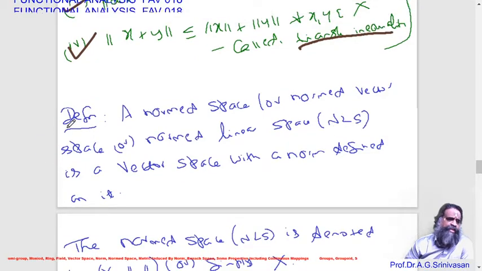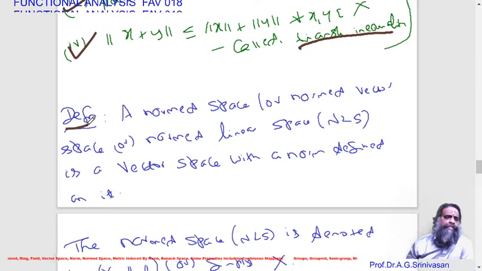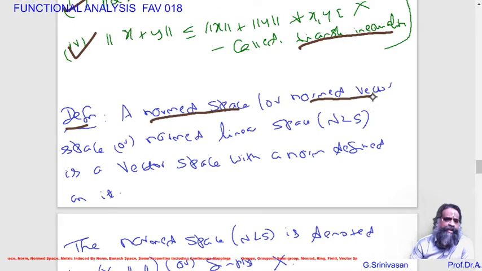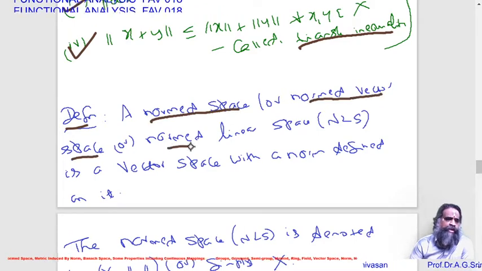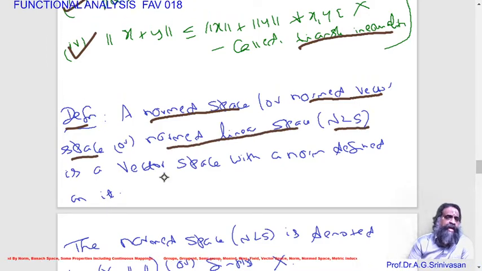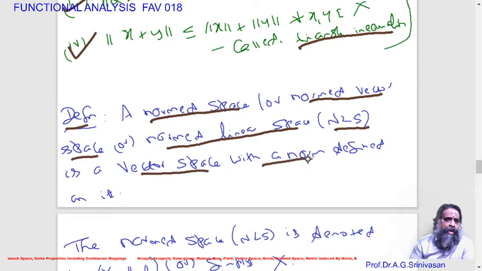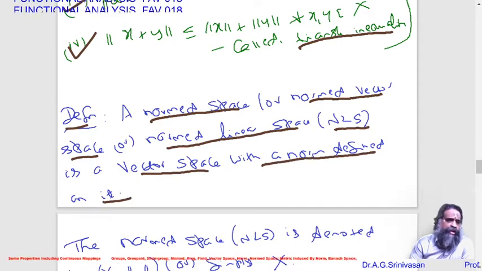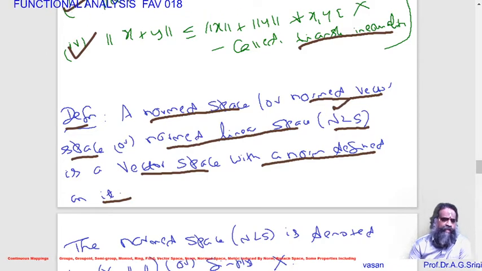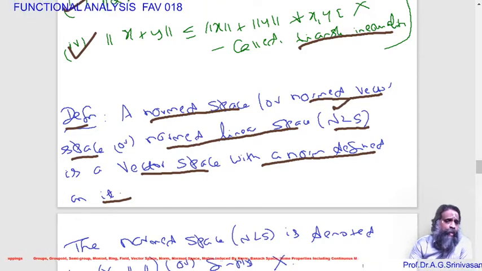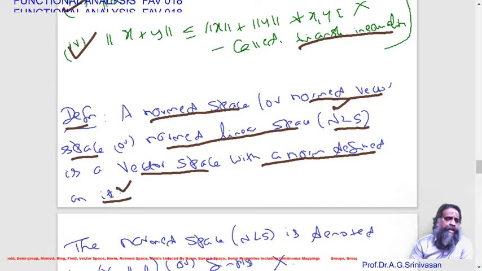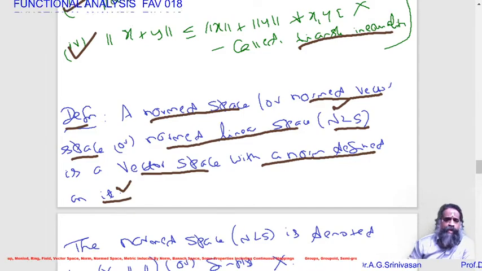Let's go to the next definition. This is a definition. A normed space, also called a normed vector space, also called a normed linear space, we'll be using NLS hereafter, is a vector space with a norm defined on it. So a normed linear space, or NLS, is a vector space defined over a field with a norm on it. So the field must be real or complex.